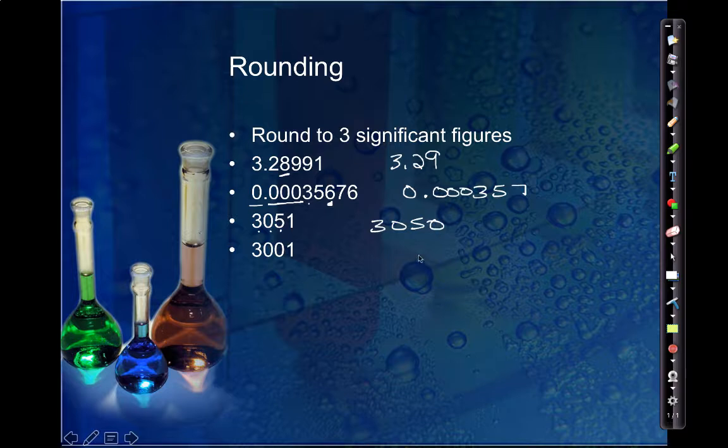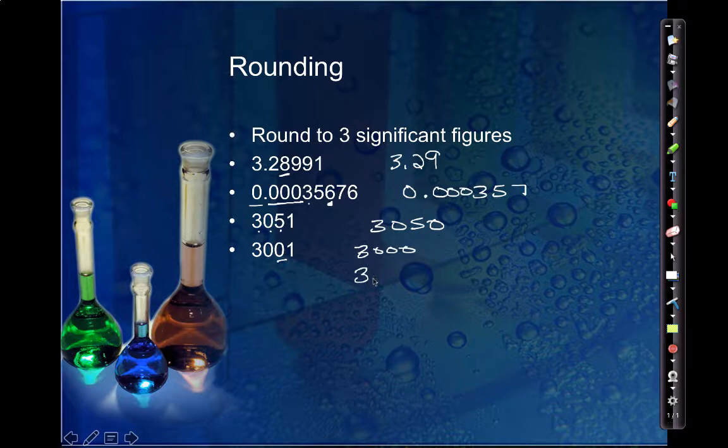I will leave a 0 as a placeholder. So now this one, okay, so we go to the third significant number, which is a 0. There's a 1 behind it, which means it stays a 0. But if I write it as 3,000, that's only one significant figure. So if I want to have it as 3 significant figures, I'm going to put it in scientific notation.